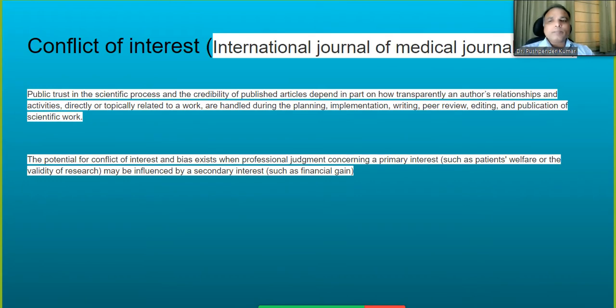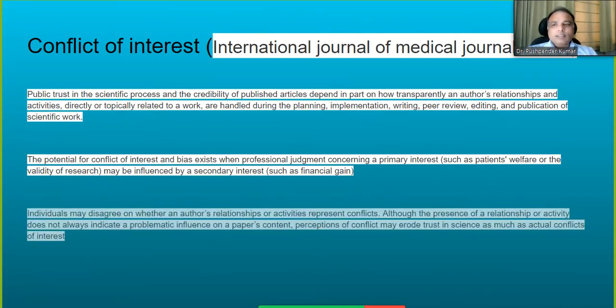So now you can see the potential for conflict of interest and bias exists when professional judgment concerning a primary interest, such as patient welfare or the validity of research, may be influenced by a secondary interest such as financial gain. Here is one more thing in conflict of interest. Individuals may disagree on whether an author's relationship or activities represent a conflict. Although the presence of a relationship or activity does not always indicate a problematic influence on the paper content, perception of conflict may erode trust in science as much as an actual conflict of interest.